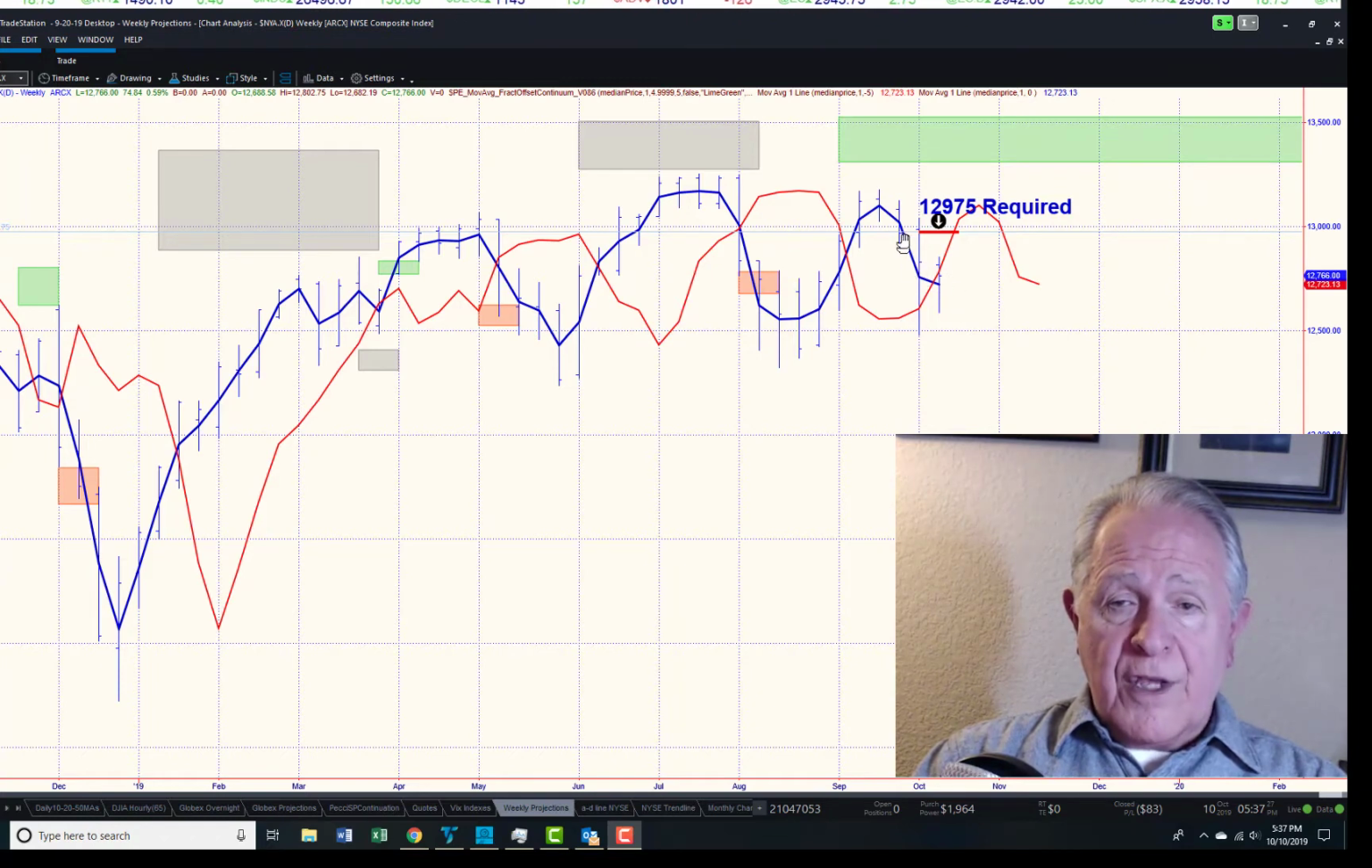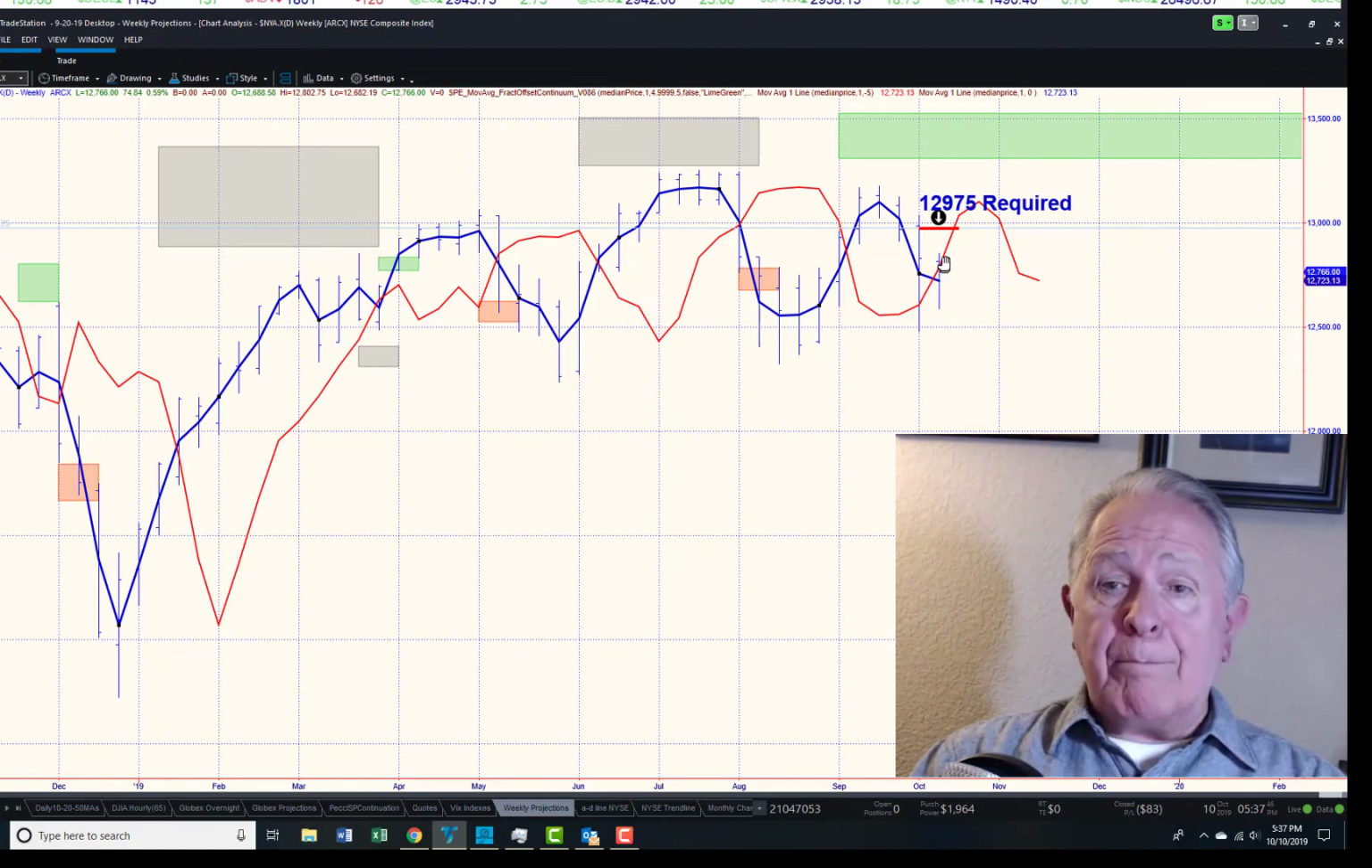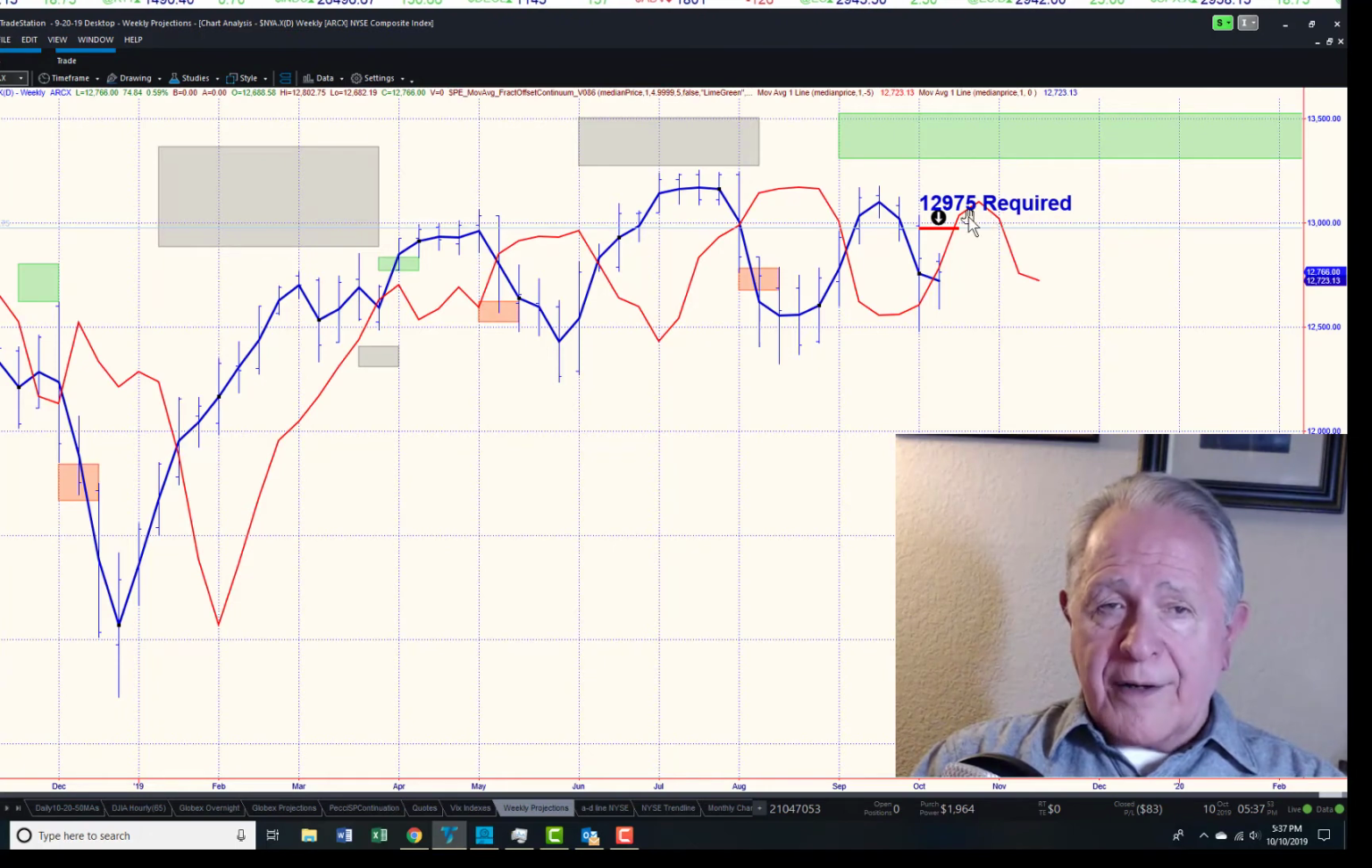Now remember, these dark lines that go from bar to bar are the mid prices from bar to bar. They're not the closing prices. They are determined by taking the average of high and low for the week. We already know what the high and the low are for the week so far. So in order to get that median back above the red line sometime tomorrow, this is the number that's required.